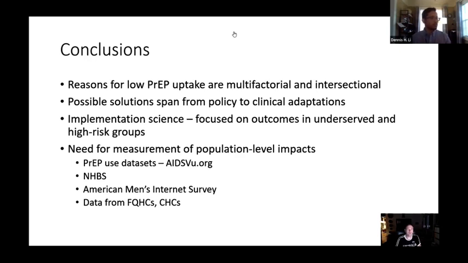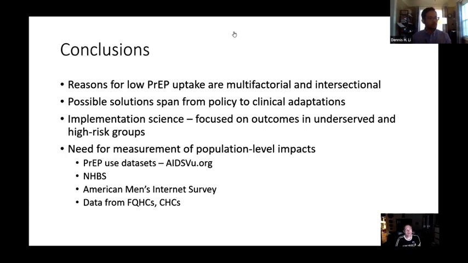span from policy advocacy and policy change to adapting clinical interventions. But in all these dimensions, implementation science is critical, and we need to be focused on outcomes, particularly in underserved and high-risk groups, who, just like I showed that the PrEP to need ratio was inequitable for PrEP use in the South, it's similarly inequitable for women and for racial ethnic minorities. And finally, we need to think about measurement of population level impacts and data sources for evaluation.